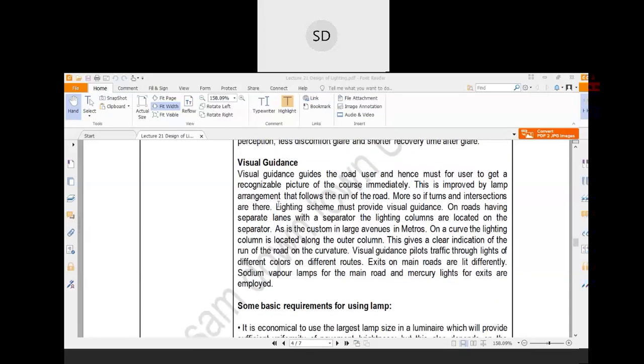Then visual guidance. Visual guidance guides the road users, and hence must allow the user to get a recognizable picture of the course immediately. So visual guidance is also very much required for the road users. For visual guidance, sometimes you have to paint the road surface with some white marking or yellow marking or some marking with reflecting property, so that it can be used as a guidance for the drivers.